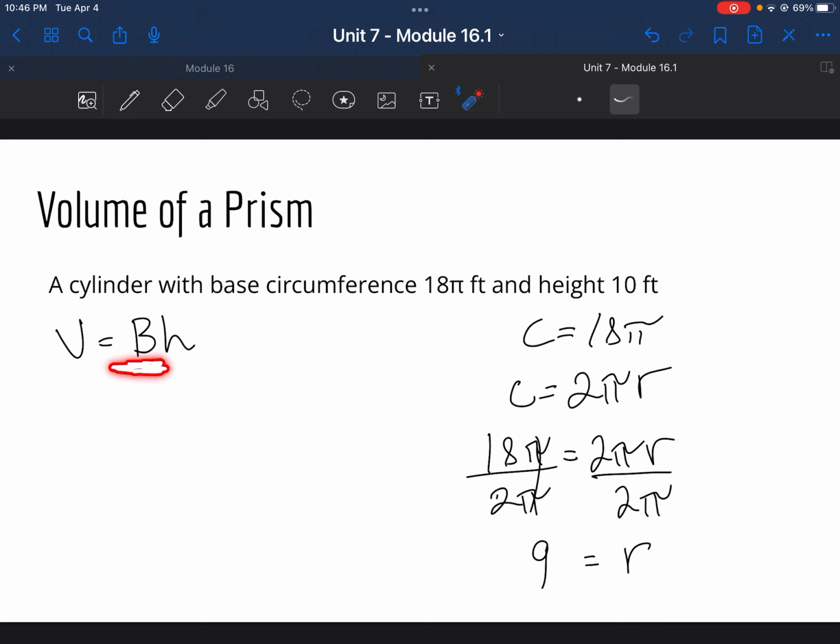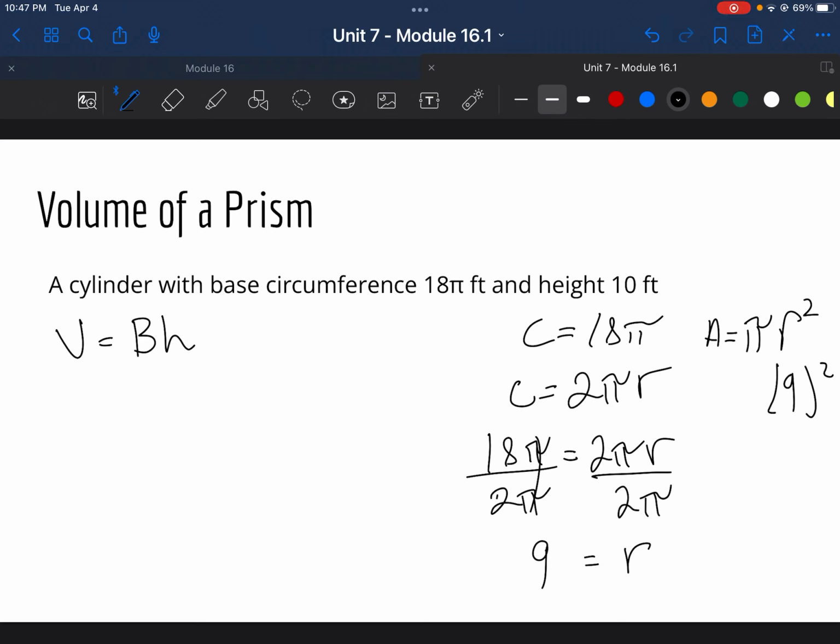Like I said at the beginning, we don't care about the radius. We care about the area of the base. So how do we find the area of the base of a circle? The area of a circle is going to be, I'm going to write it down here, area equals pi r squared. We know that our radius is 9, so we're going to plug in 9 for our radius.